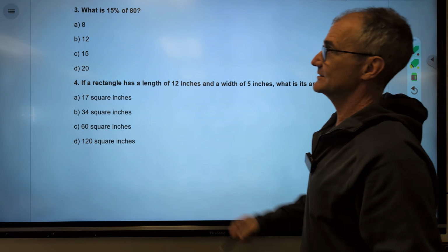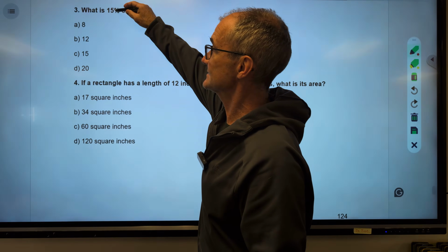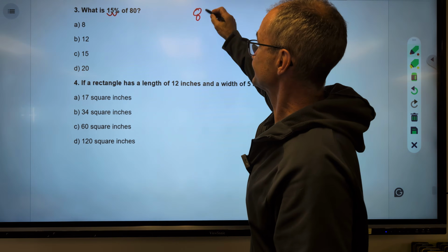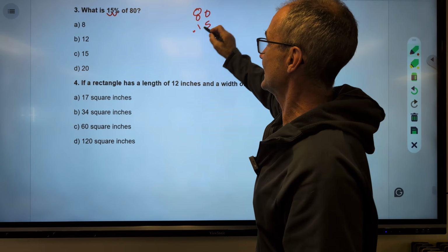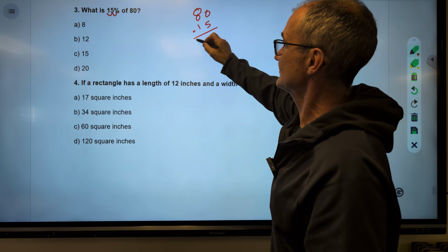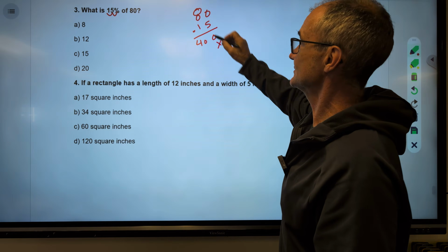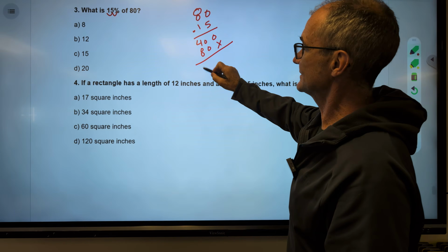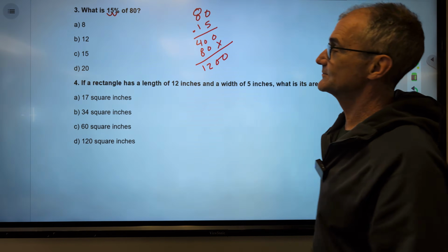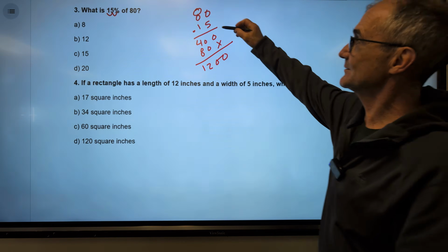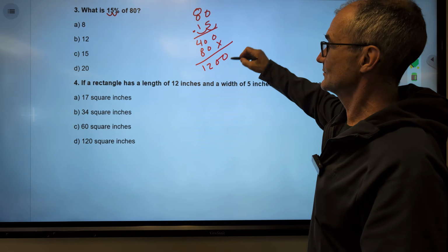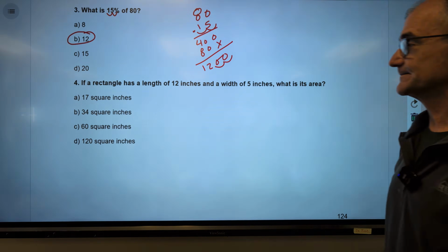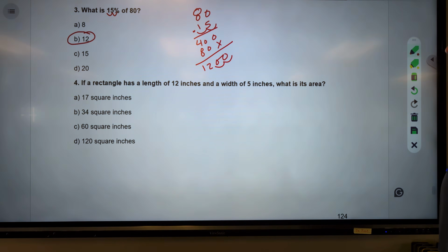Or if you can't run that one in your head, you could convert this into a decimal, move it over 1, 2 to get 80 times 0.15. 0, 40, placeholder, 0, 8, add down to get 1200. And then I have to remember I have my place over 1, 2, 1, 2 to give me that correct answer, 12.